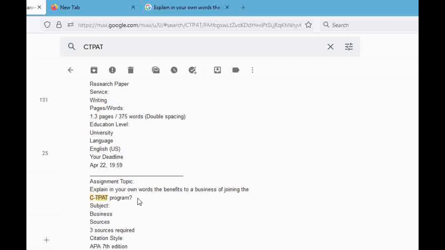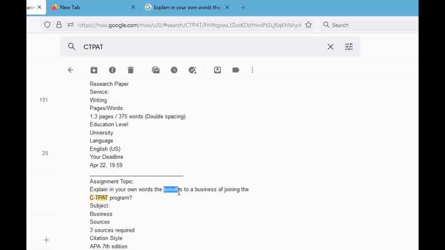So guys, one thing that I want you to know is that we don't know anything about CTPAT. This is the thing about academic writing: all the answers do not come from your head. You just have to find them from the internet. Personally, when I was doing this question, I didn't know what CTPAT is. I'm just going to find everything from the internet and make sure that I give the benefits, because the keyword here is benefits.